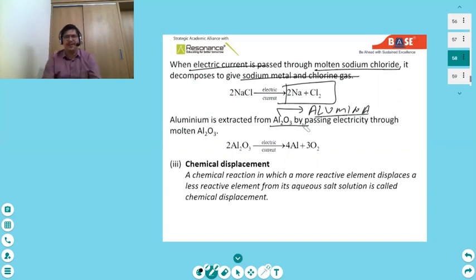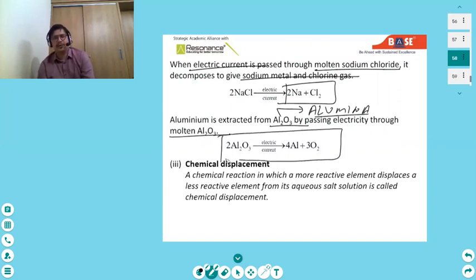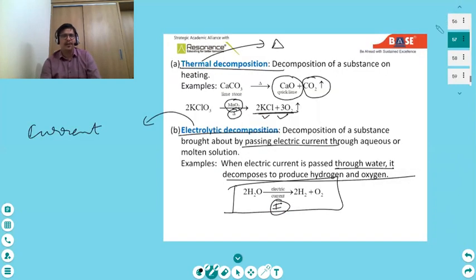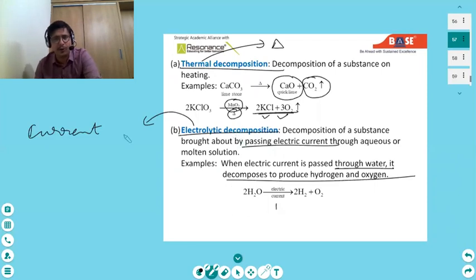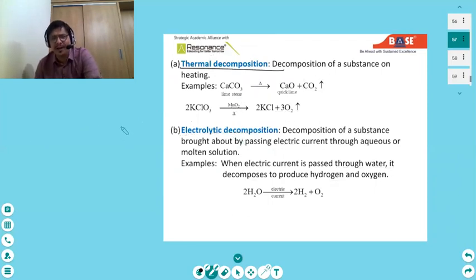You will read this in the metallurgy chapter, by passing electricity through molten Al2O3. When you pass electricity through this, you see that 4Al and 3O2 are released, in a balanced chemical equation. So chemical decomposition is of two types, thermal and electrolytic. I have explained both. One more is there, I thought to avoid, but I'm giving it to you now.